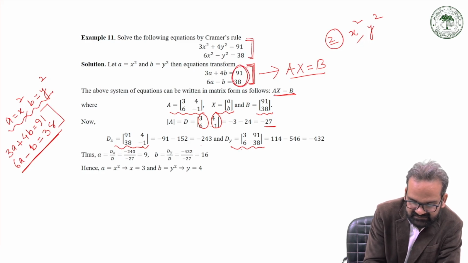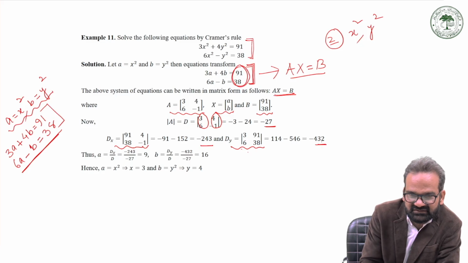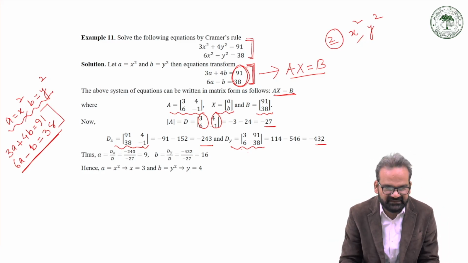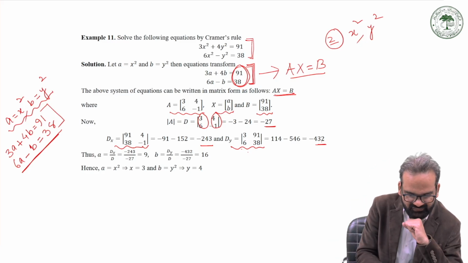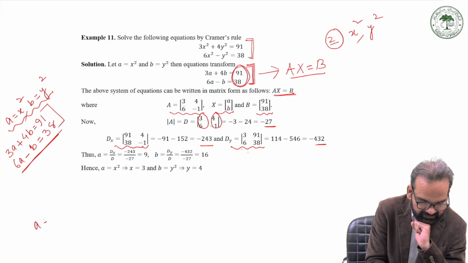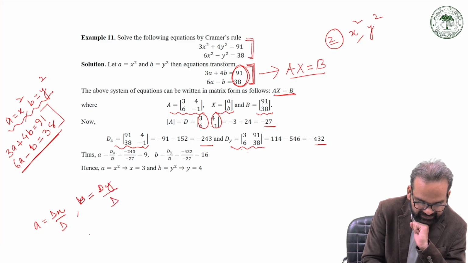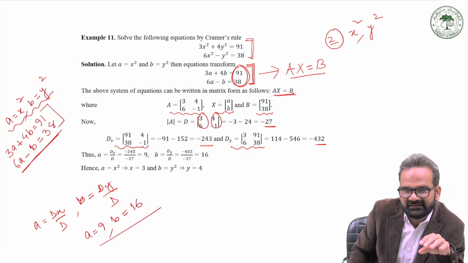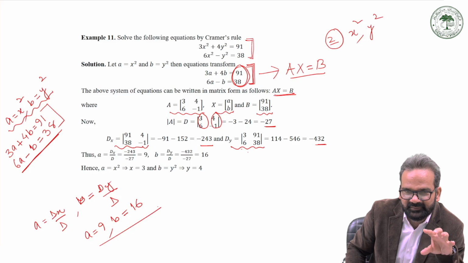The value of Dx is coming out to be −243 and the value of Dy is coming out to be −432. Simplify these two values, Dx and Dy. And finally, a equals Dx divided by D and b equals Dy divided by D. So a is coming out to be 9 and b is coming out to be 16, right? We have determined the values of a and b.